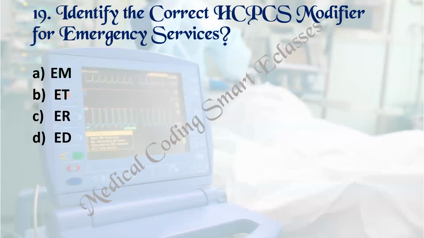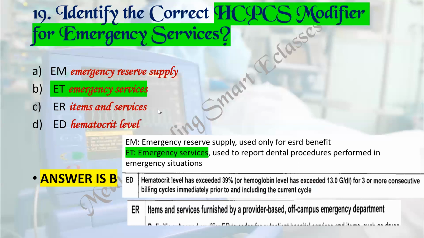Identify the correct HCPCS modifier for emergency service. So EM is emergency reserve supply, ET is emergency service, ER is item and service, ED is hematocrit level. So when you see it, do not think ED means emergency department, because for emergency service the modifier used is ET.